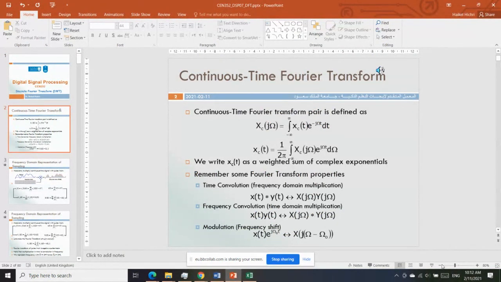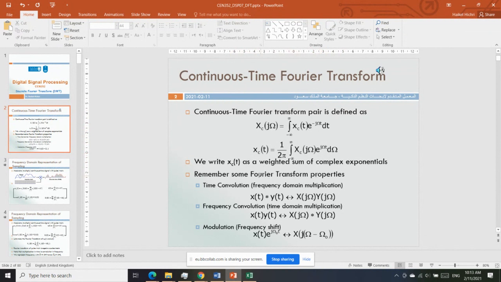These are the formulas. So this is the forward continuous time Fourier transform, and this is the inverse. It's an integral because it is continuous, so we integrate from minus infinity to plus infinity. So the continuous signal x_c(t) is a weighted sum of complex exponentials, the Euler formula of sinusoids.